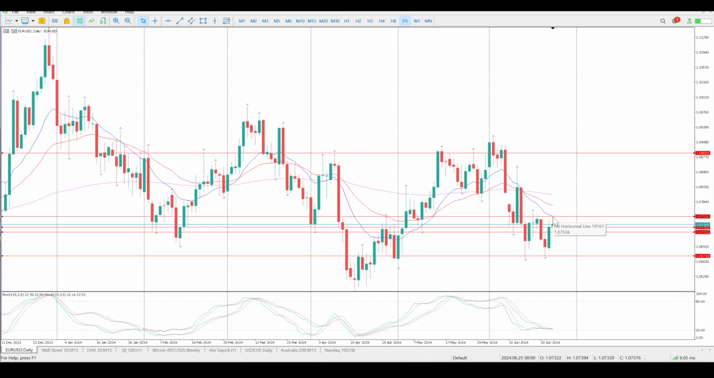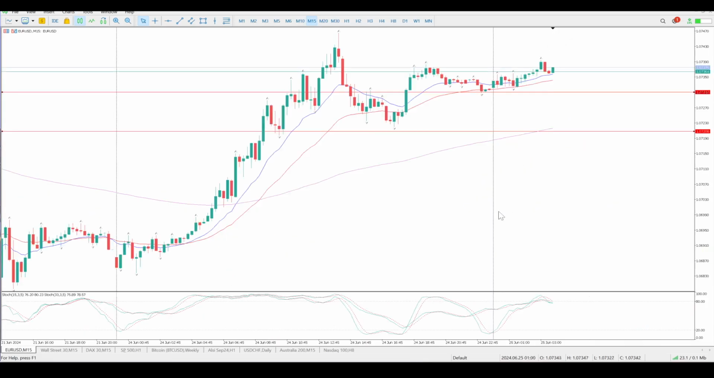So that's 107.536. Get above it, build a base. You've got a fairly decent trade up until 107.900. Get through that, then you're heading for the top of the range. Okay, so anyway, that's kind of my view for today.